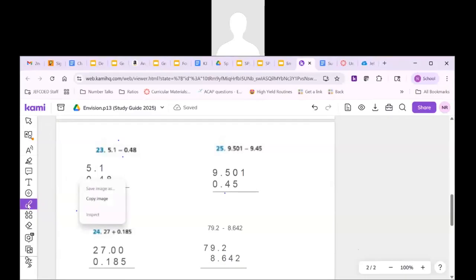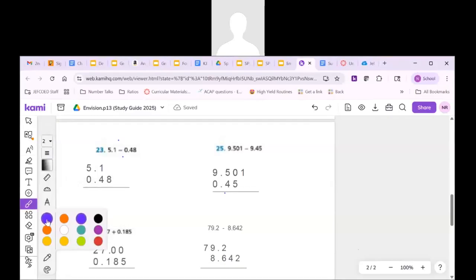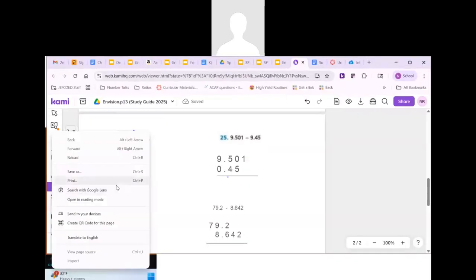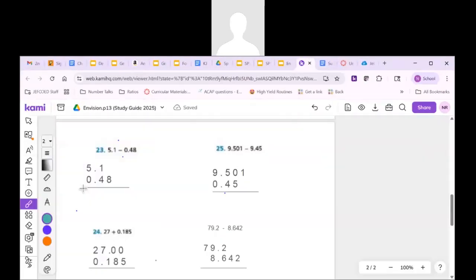It is not letting me put in a subtraction sign. So let me try again. Okay, well, I've got my drawing tool on. I'm not sure what's happening.